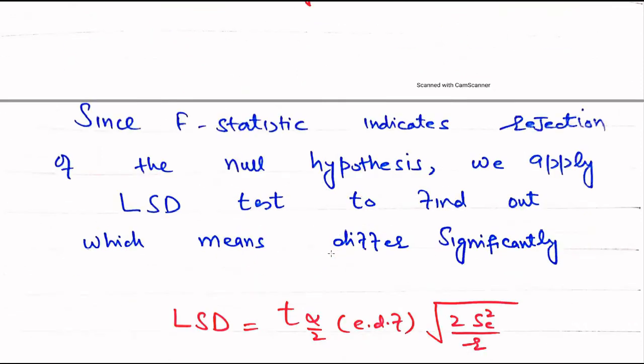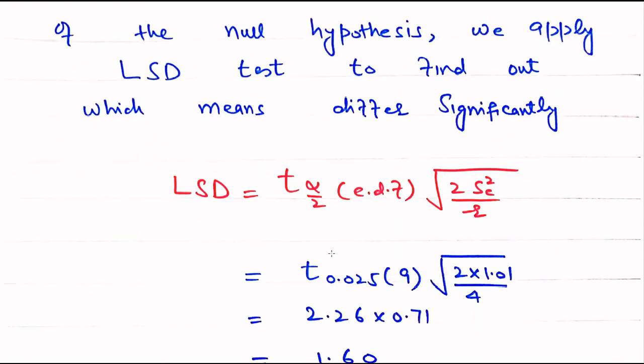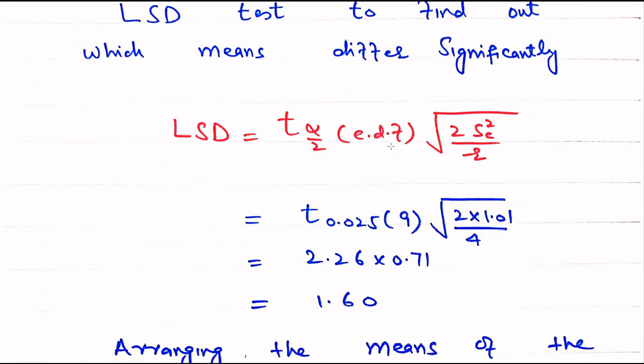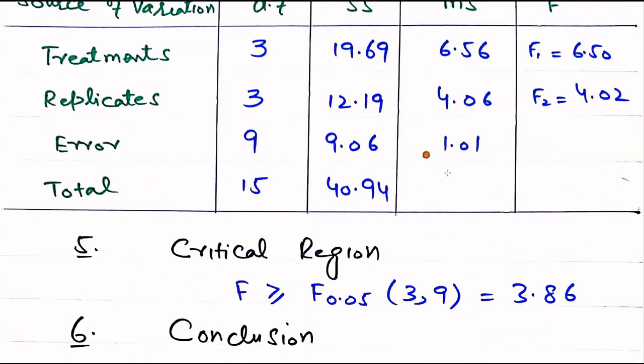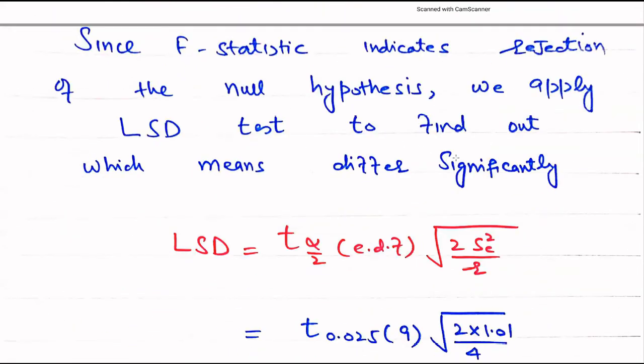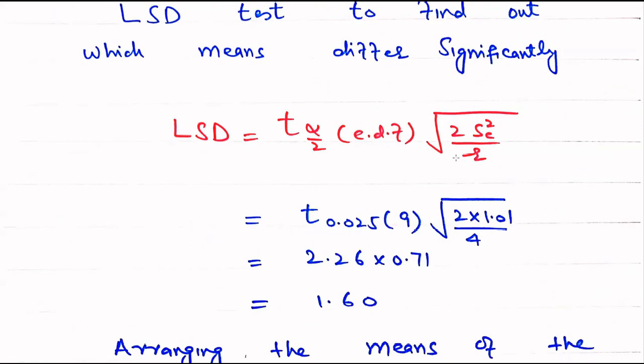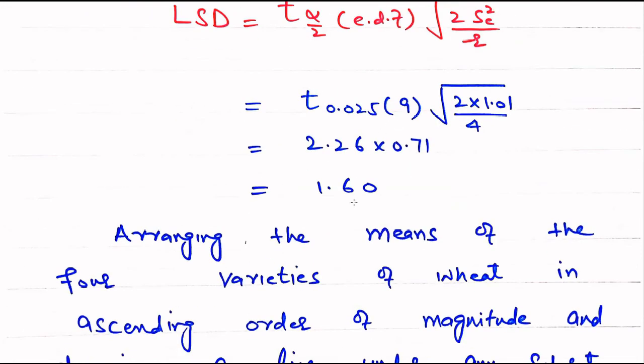Since the F test indicates rejection of the null hypothesis, we apply the LSD test, least significant difference test, to find out which means differ significantly. LSD is equal to t alpha by 2 with error degree of freedom, times the square root of 2 s square over r. t alpha by 2 is 0.025, error degree of freedom 9, under root 2 multiplied by the error mean square 1.01, divided by its replication 4. After simplification we have the LSD value 1.60.